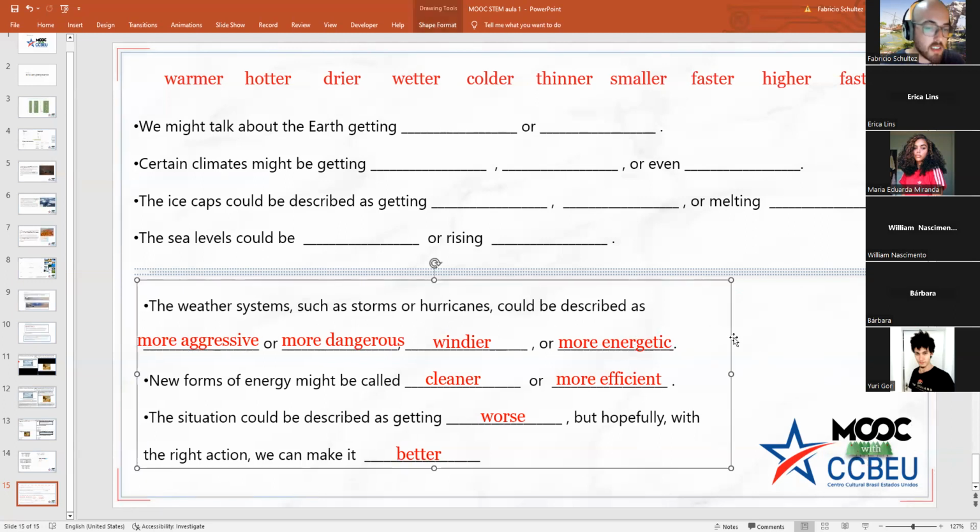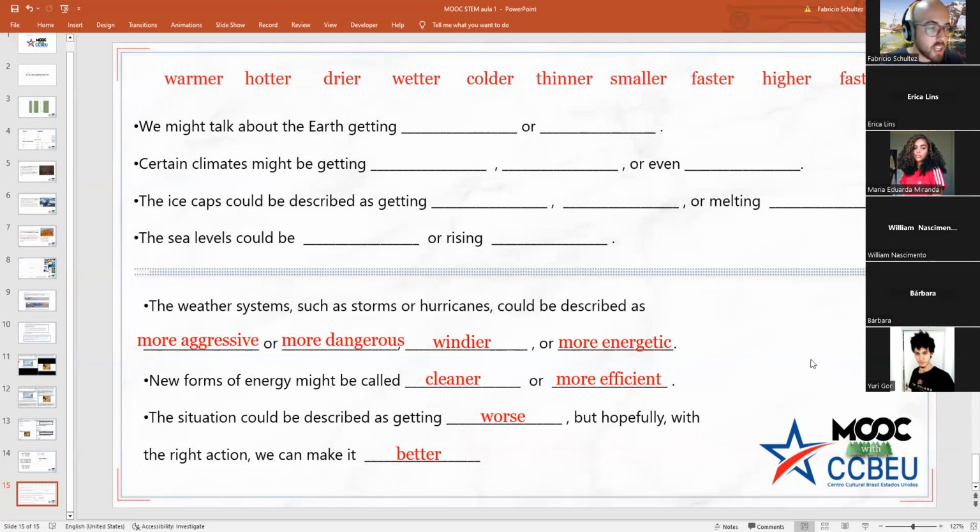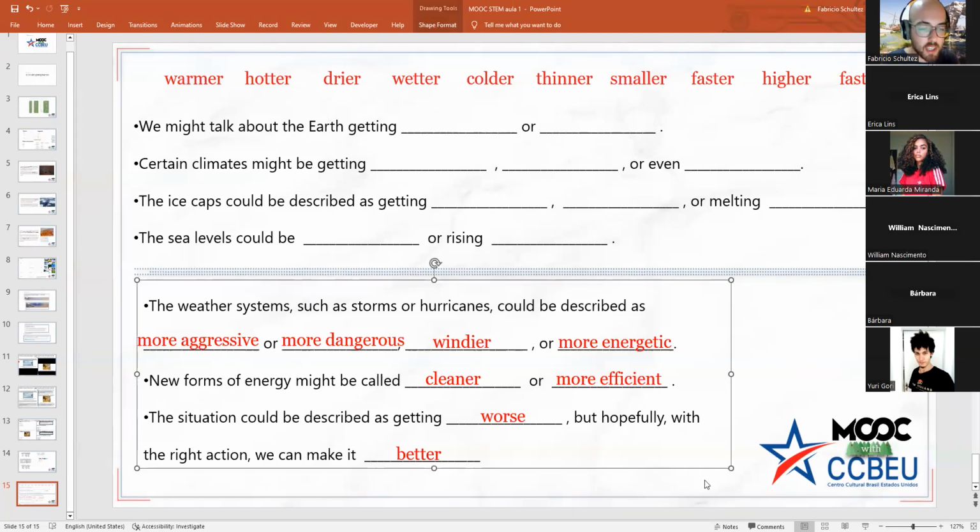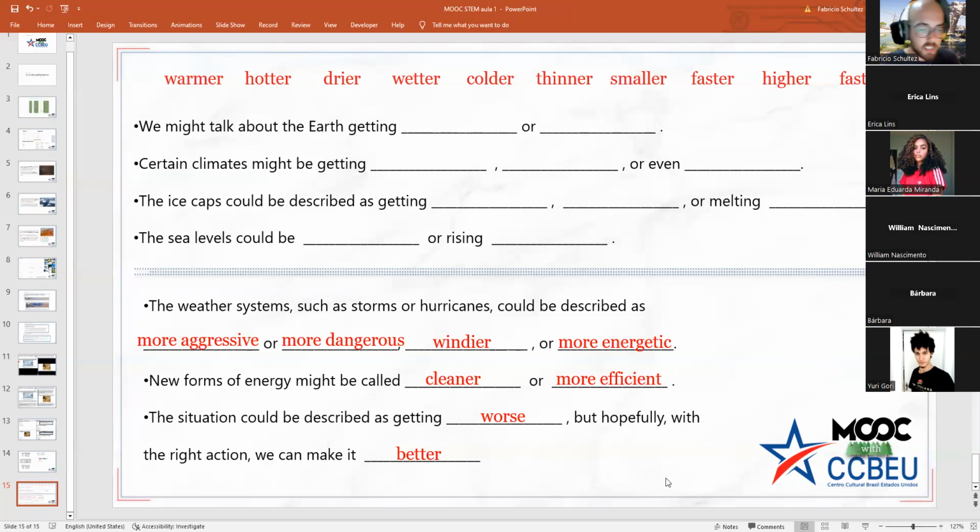So yes, they are more energetic. That's true, because it's more chaotic, right? Everything is more chaotic. Fantastic.